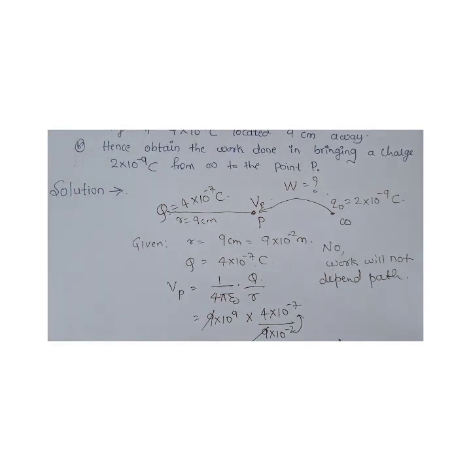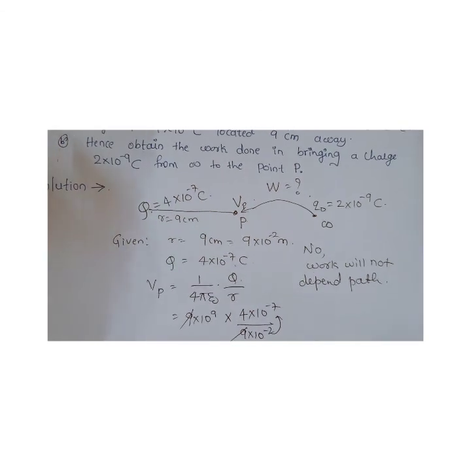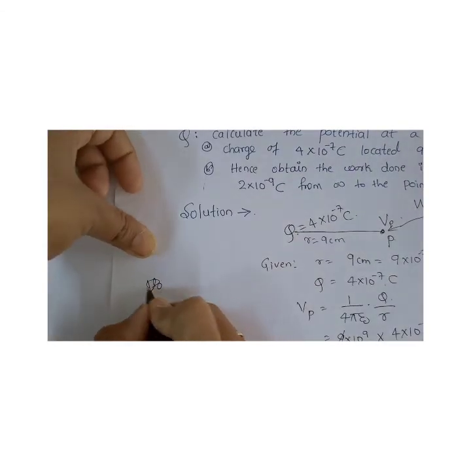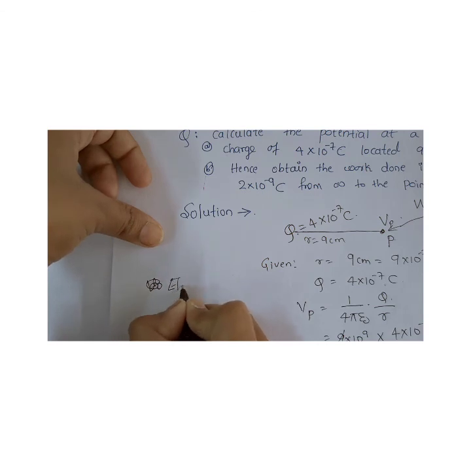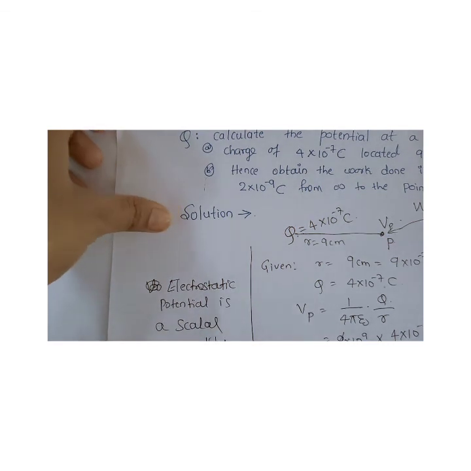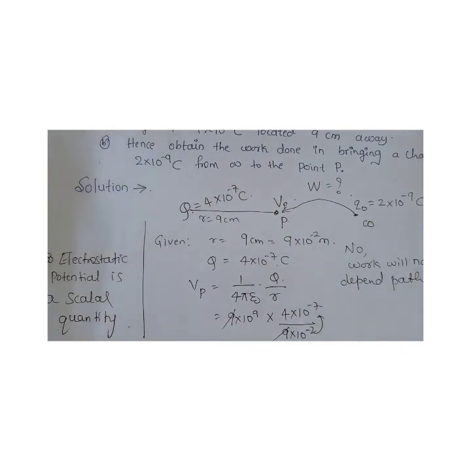Now my question is whether electrostatic potential is a scalar quantity or a vector quantity. It is a vector quantity. So electrostatic potential, remember this one point, I just remembered now. So electrostatic potential is a scalar quantity. It is a scalar quantity.